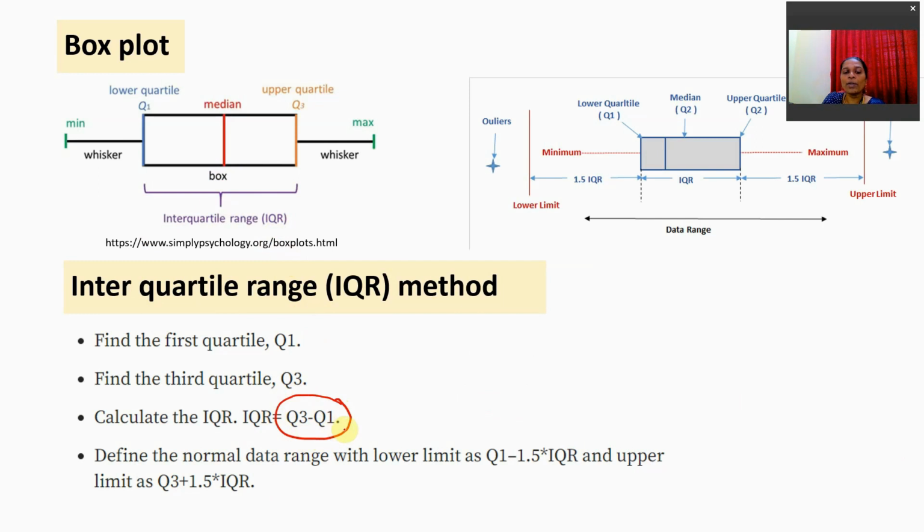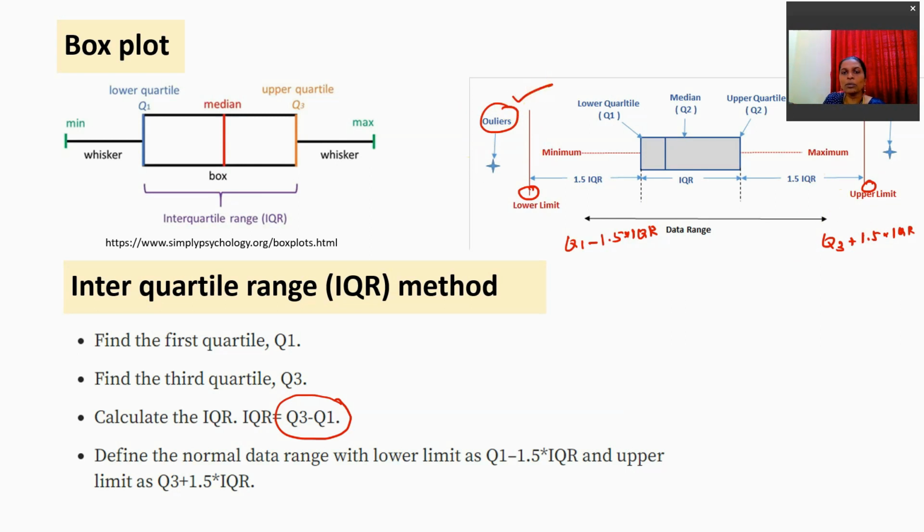All your data values which lie between the lower limit, Q1 minus 1.5 times IQR, and the upper limit, Q3 plus 1.5 times IQR, will be considered good values. If any values go beyond the lower or the upper limit, they will be considered outliers.